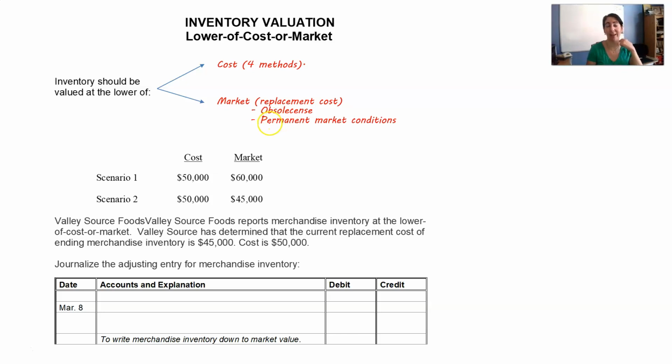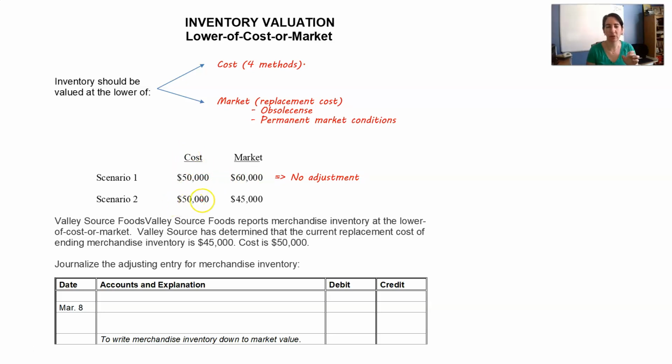I mean, there's really any number of reasons the market price would go down, but these are the common ones. So let's say you have scenario 1 and scenario 2 here. Let's say the cost, the amount that you're carrying the inventory for on your books, is $50,000, but the market price for the same product, or the replacement cost for the same items, is $60,000. Well, you're already carrying it at the lower cost. You're carrying it for $50,000, right? The lower of cost or market cost is lower in this scenario, so you wouldn't need an adjustment. Market price is higher, you're fine, right? The cost is what it's recorded for on your records.